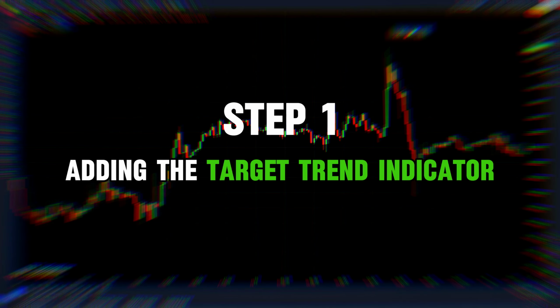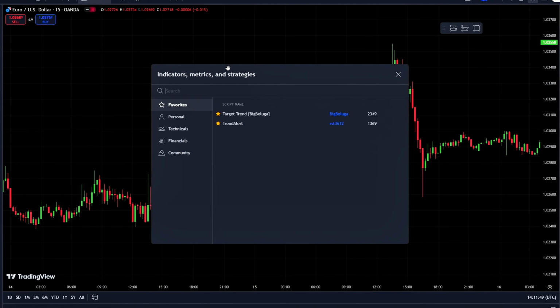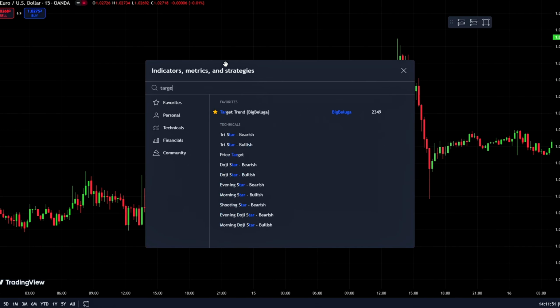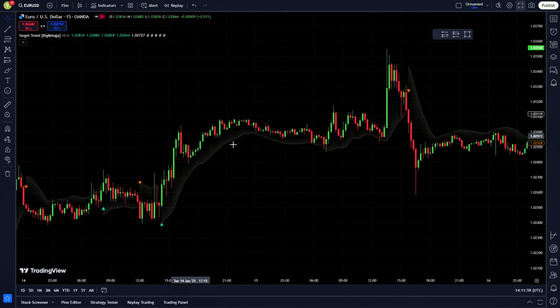Let's dive in. Step 1. Adding the Target Trend indicator. Open TradingView. Go to the Indicator Search tab and type Target Trend. Select the Target Trend indicator by Big Beluga. Configure the settings.